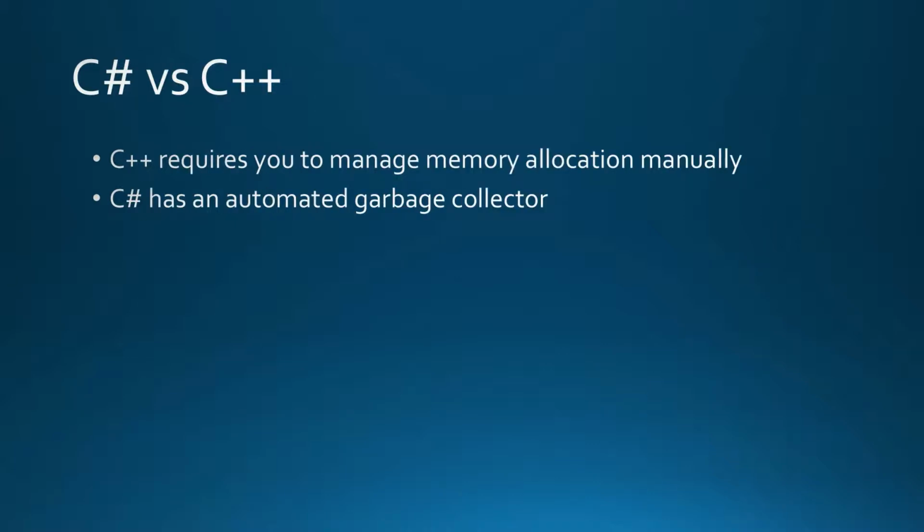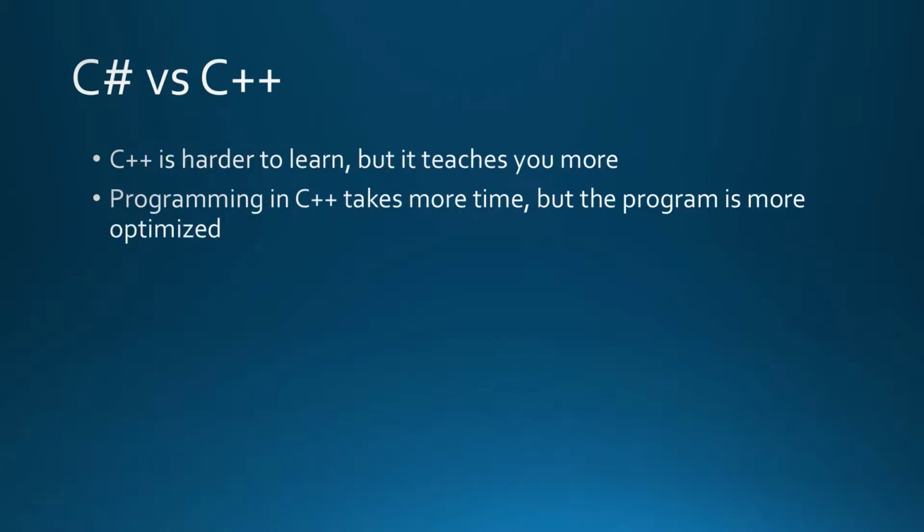C++ requires you to manage memory allocation manually. C# has an automated garbage collector which will do it for you. So writing in C++ requires a bit more work from you, but at the same time it gives you a possibility to optimize the application better. In general, C++ is harder to learn, but it teaches you more about the low-level concepts. Programming in C++ takes more time, but the program is usually more optimized.